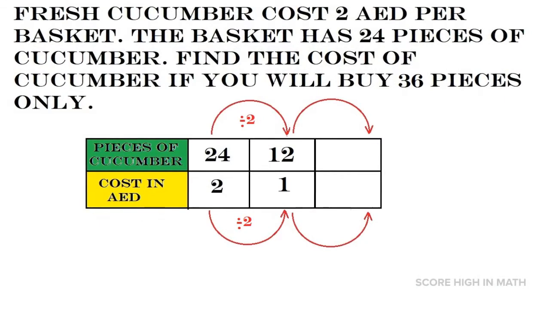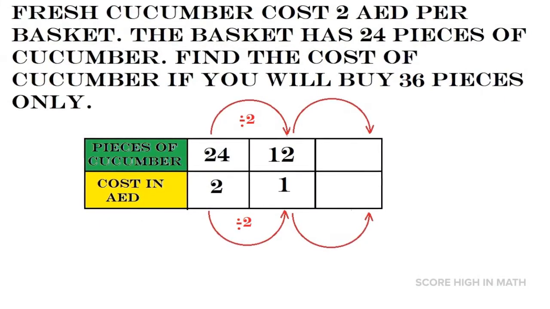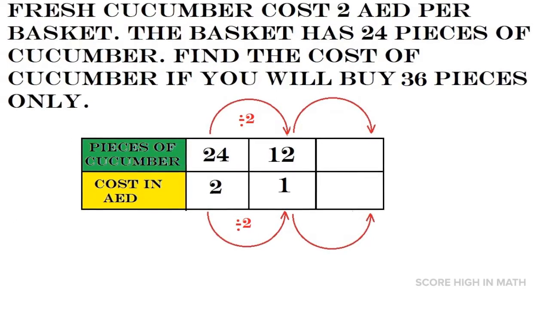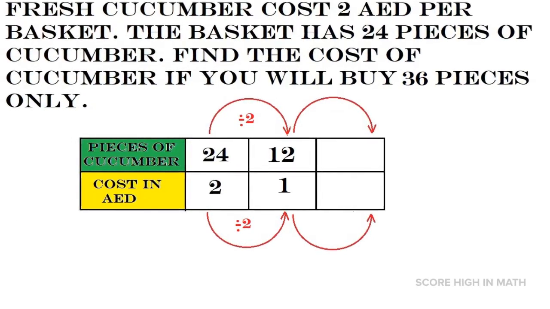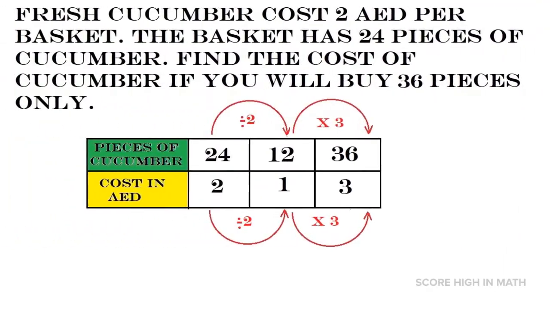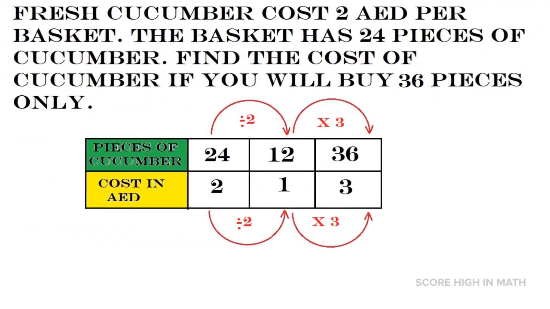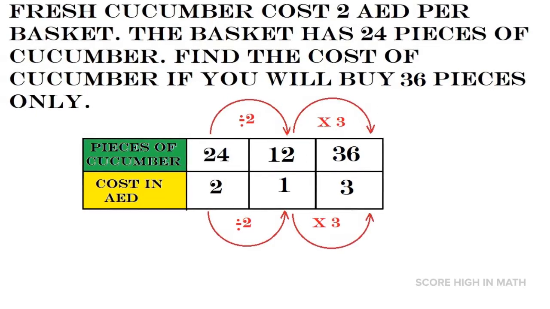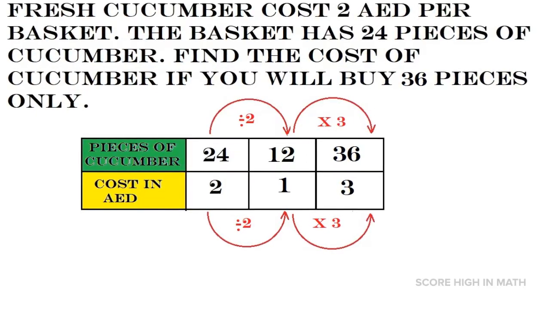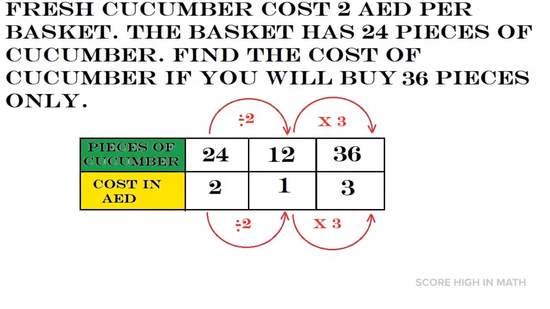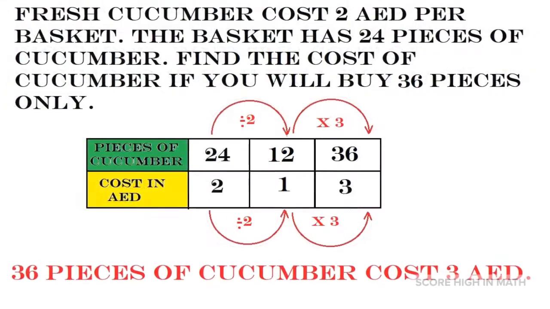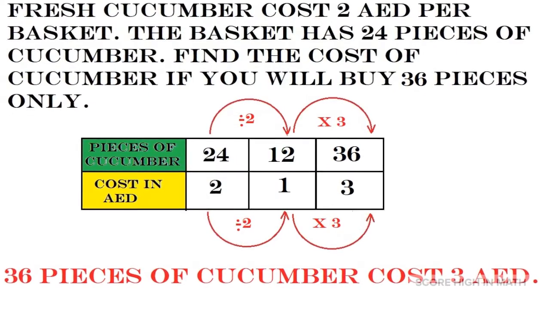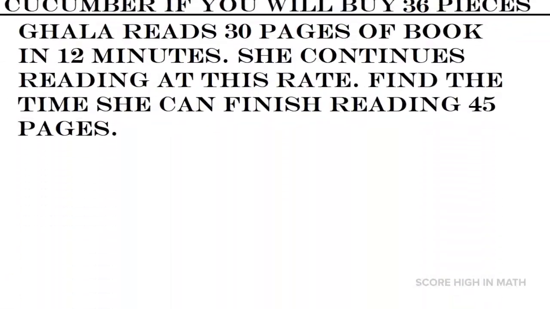Let us divide the ratio by 2. 24 divided by 2 is 12 and 2 divided by 2 is 1. Now it is easier to make the 12 equivalent to 36. We are going to multiply the 12 by 3 so that it will become 36, and 1 by 3, and it will become 3. So the ratio is 36/3. Accordingly, 36 pieces of cucumber cost 3 dirhams.